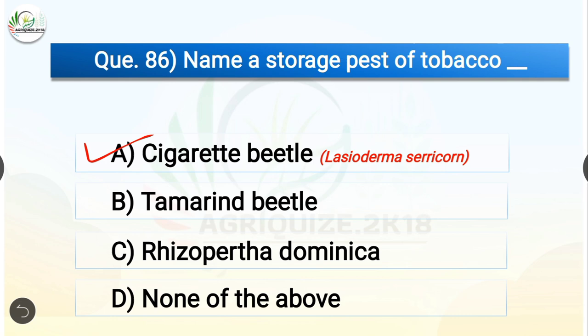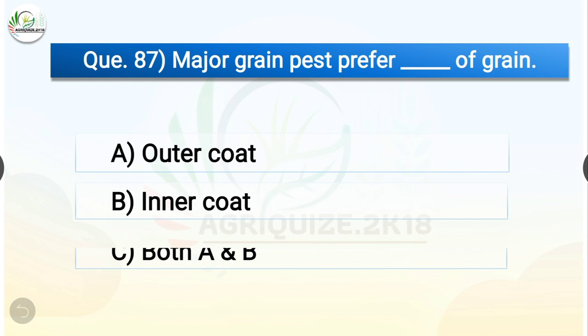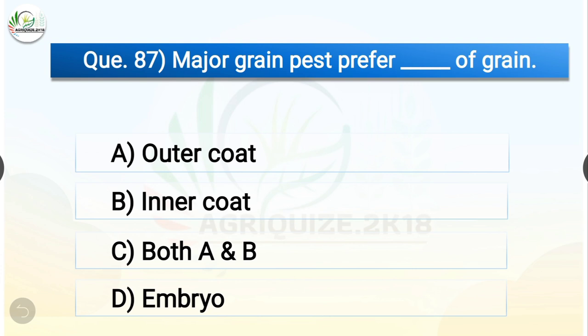Question number 87. Major grain pest prefer dash of grain. The options are outer coat, inner coat, both A and B or embryo. The correct answer is option D, embryo.